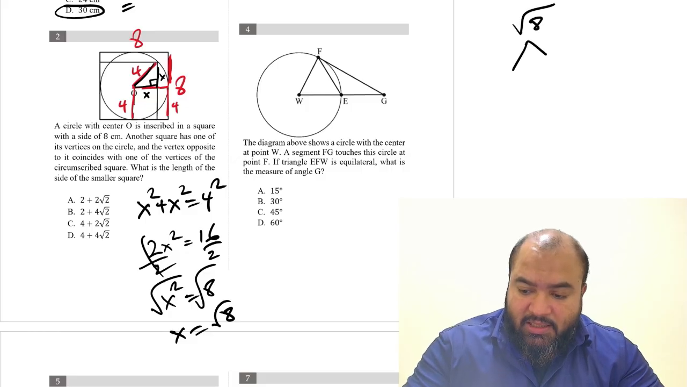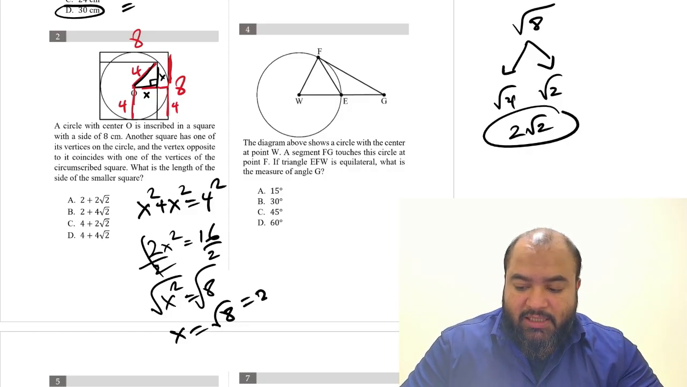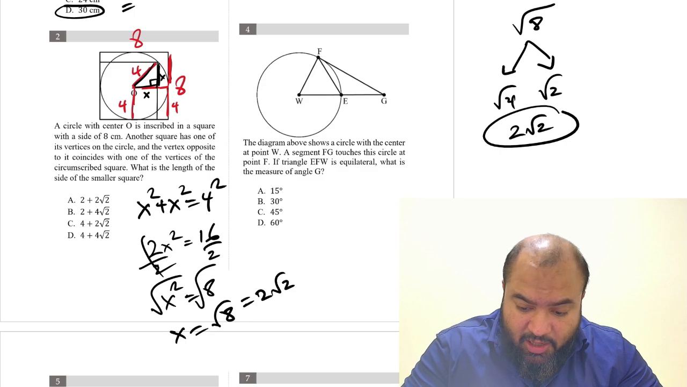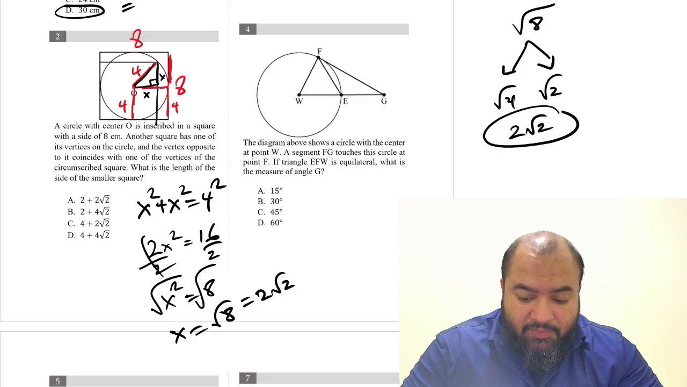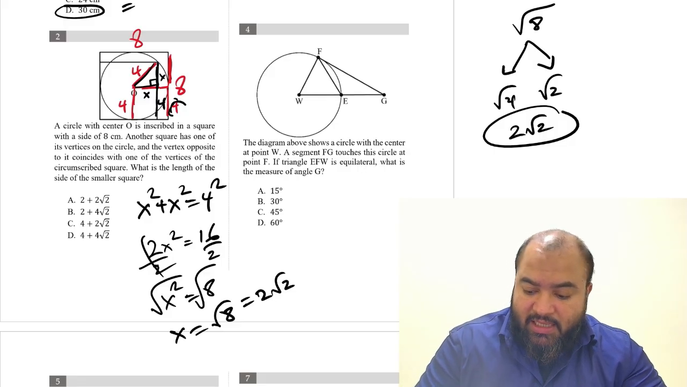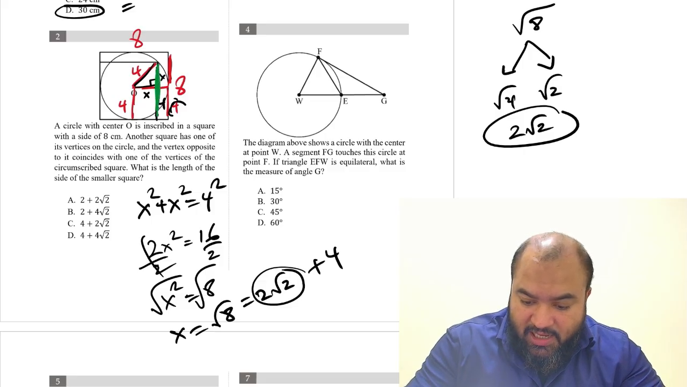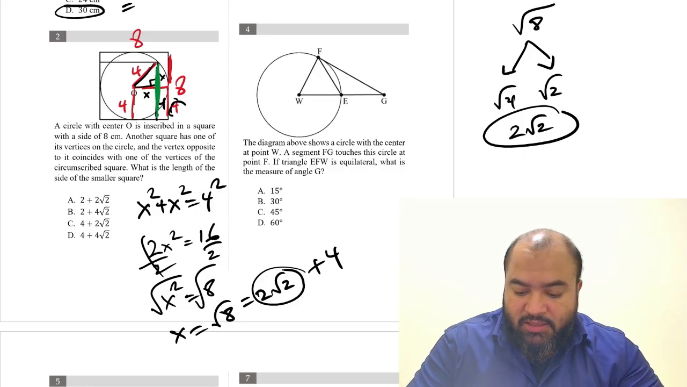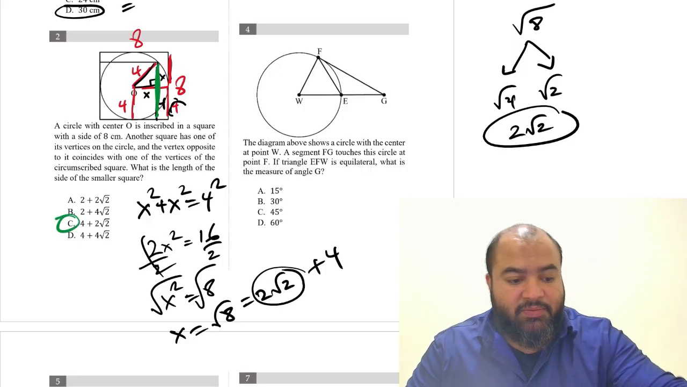Now square root of 8 means square root of 4 times square root of 2, which is 2 radical 2. Okay, simplifying radicals. So x is 2 radical 2. That's this part of the square, the baby square. That's what we're looking for. Now the other part is the same as the 4. So this whole thing is x plus the 4, which is 2 radical 2 plus 4. And that would be the full side length of the smaller square. So the answer is 2 radical 2 plus 4. Yes, C is the answer.